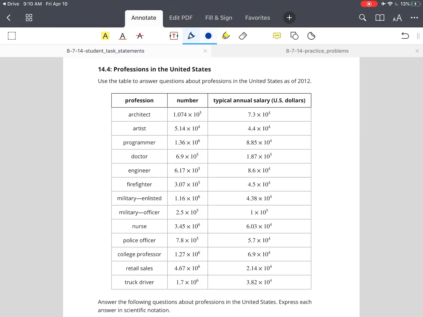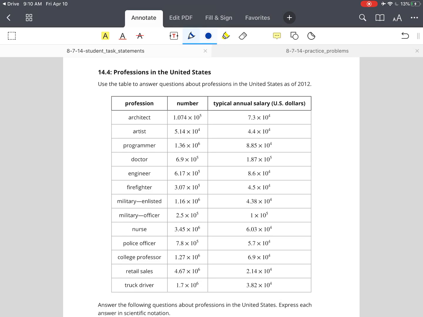Professions in the United States. Where's the best profession? GG's, they don't have it. Okay. Use the table to answer questions about professions in the United States as of 2012.